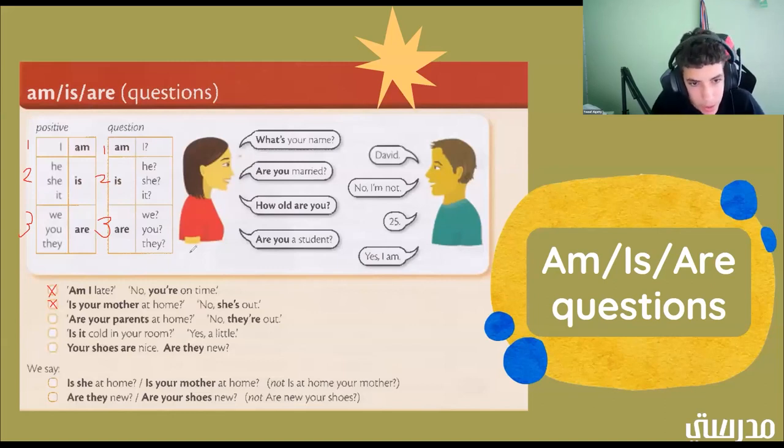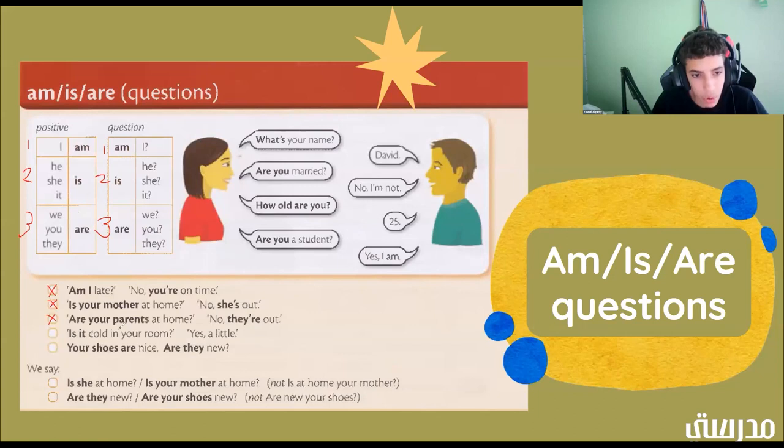So are your parents at home? No, they're out. A lot of you are already saying group 3. Yes, you're right. There is part of group 3. It's a combination of they and are. So they are is there. Let's X this out.